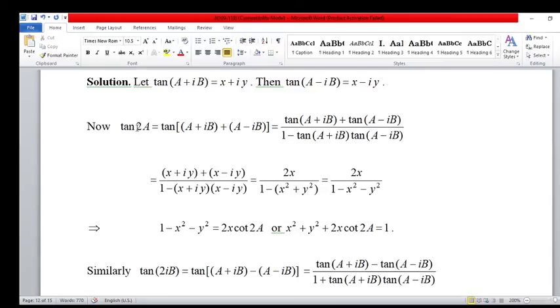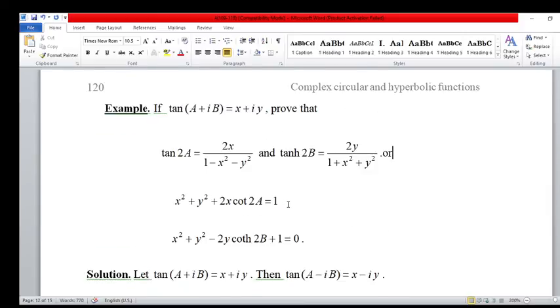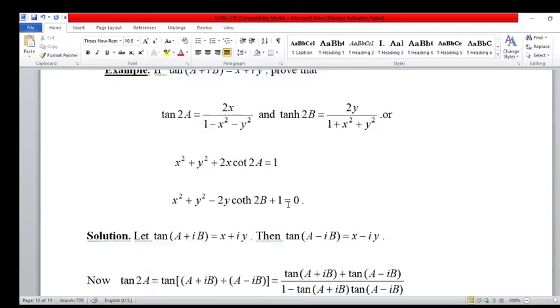Now cross multiplication. This is the 1 upon cot 2a. Tan 2a means 1 upon cot 2a, and this is the change. After cross multiplication, we obtain 1 minus x square minus y square is equal to twice x cot twice a, and after solving x square plus y square plus twice x cot 2a is equal to 1. So this is the second result.